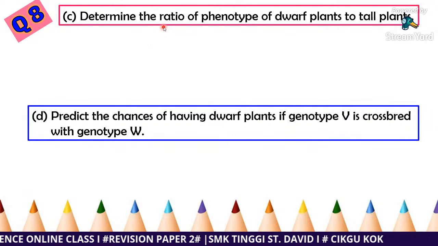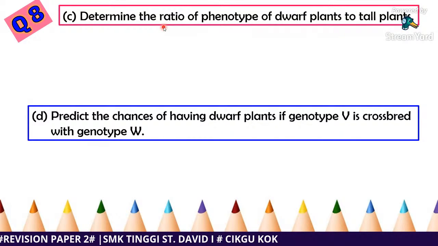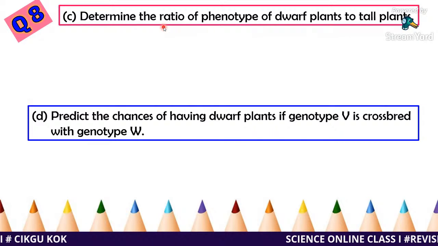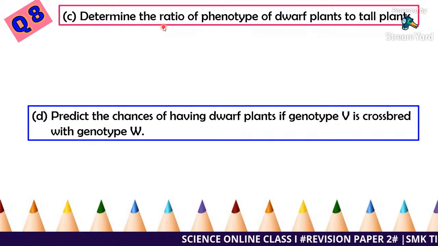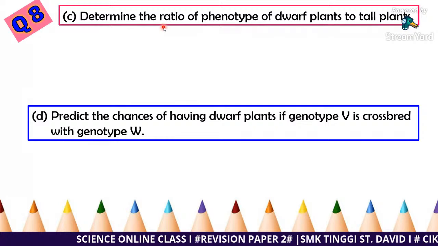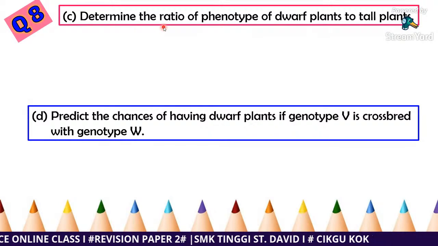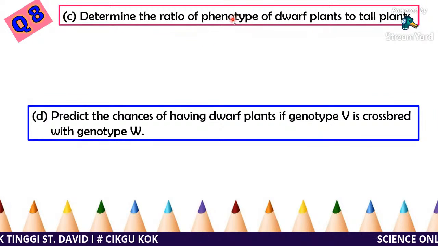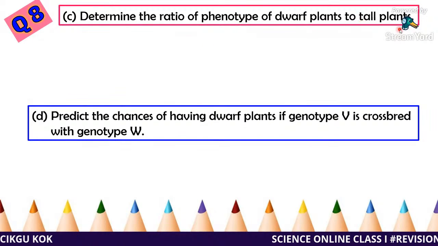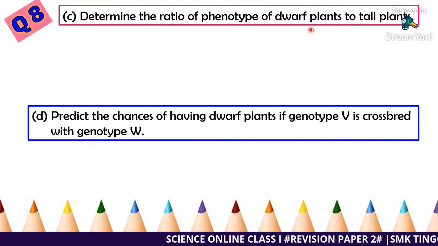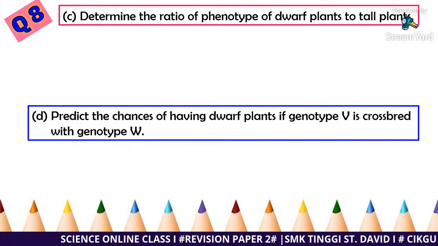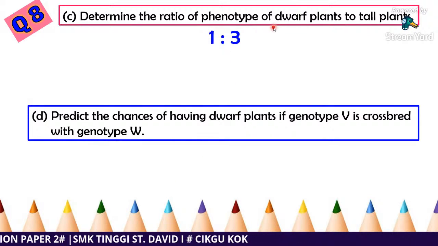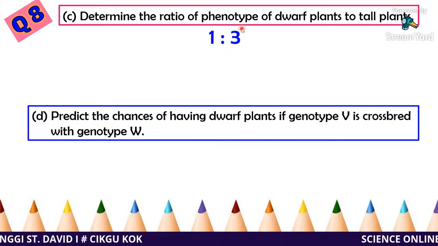Determine the genotype of the dwarf plant and the tall one. Okay, we went correct. The first one is TT, capital T, then the second one is small t. Nurin is also correct. Now we go to C. Determine the ratio of the phenotype of the dwarf plant to the tall plant. So the ratio is dwarf first. Dwarf should be 1 only, then the tall is 3. Okay, 1 to 3 is the ratio.